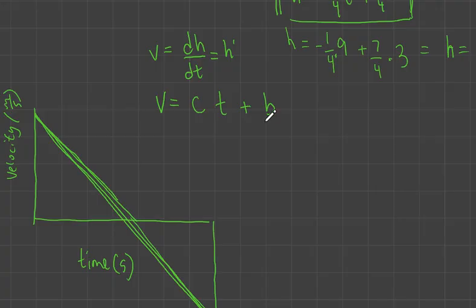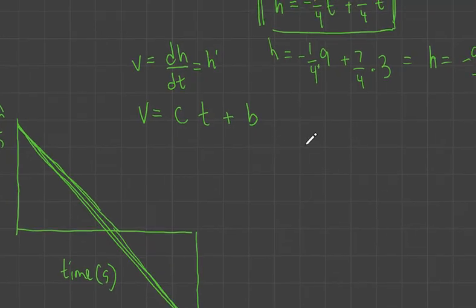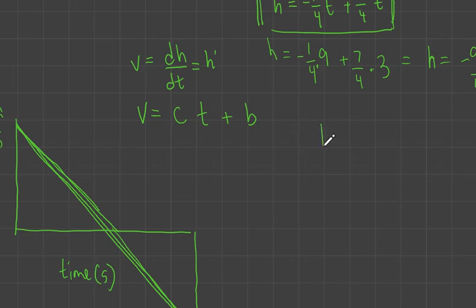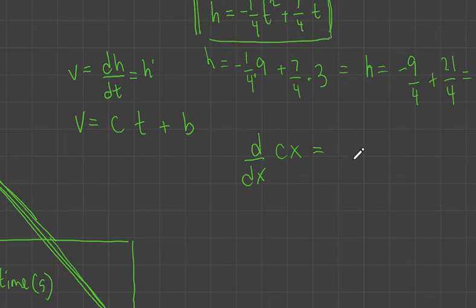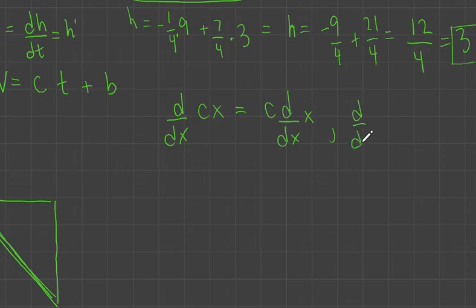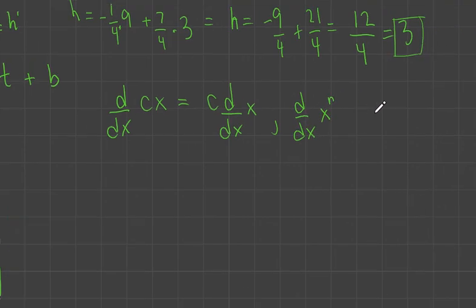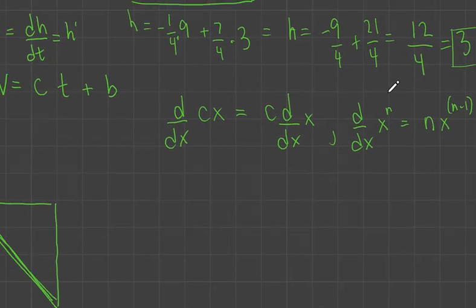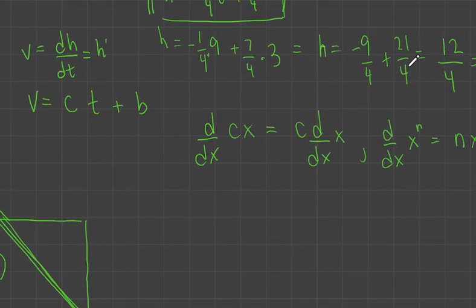So in one of my other videos, I talked about taking the derivative with respect to x of a constant times x, and we found that you can write it as that constant times the derivative with respect to x of x, and the derivative of x to the n is equal to n x to the n minus 1. So that being said, we can apply that to this first portion here.